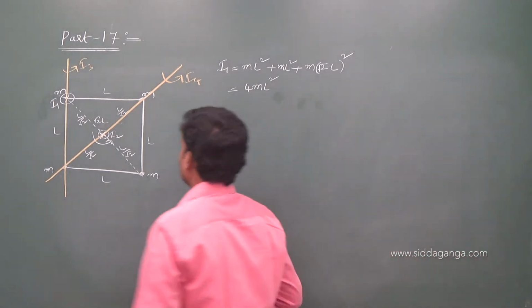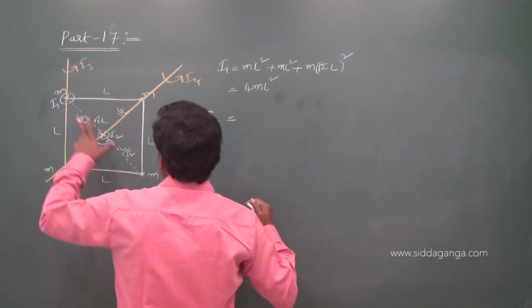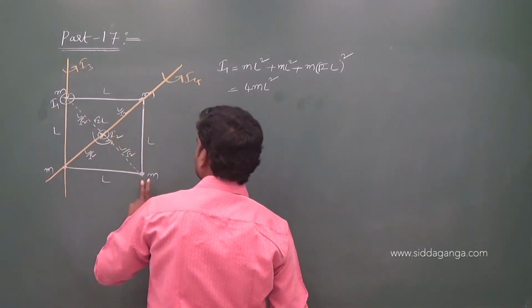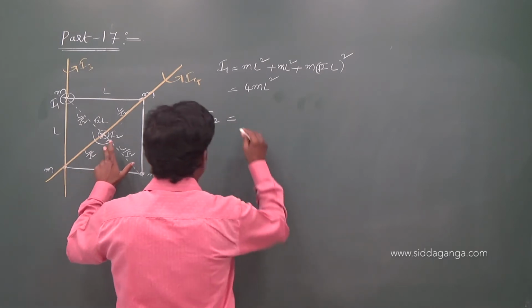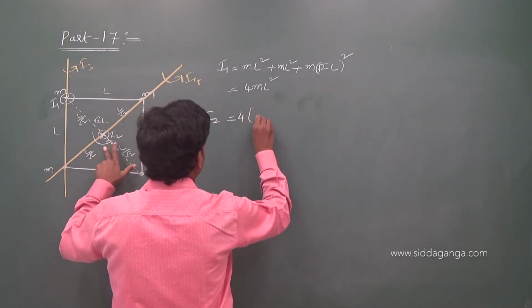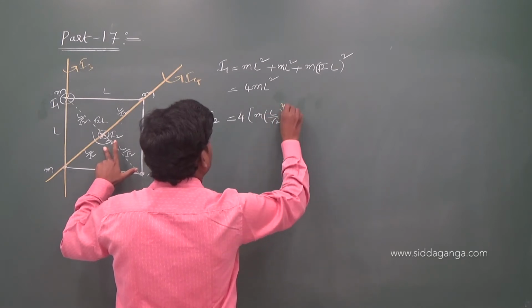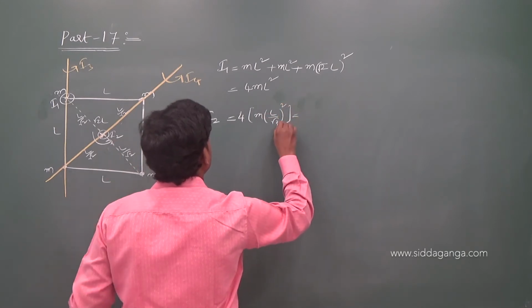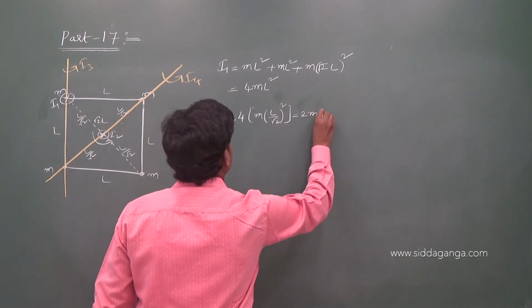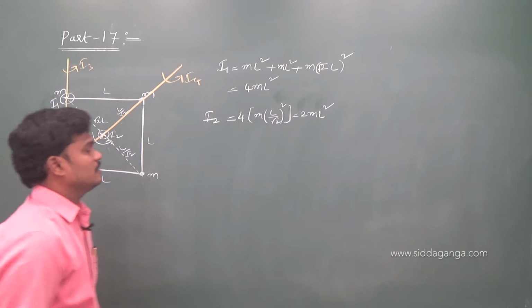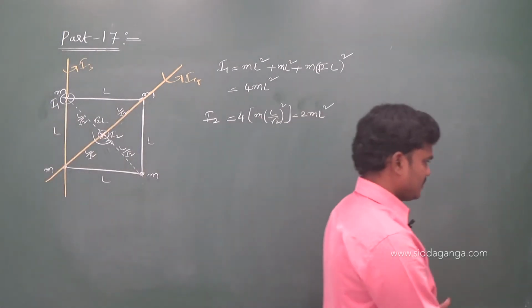Then what is I2? We can write this particle is at L by root 2. This particle is at L by root 2. This is also at L by root 2. This is also L by root 2. Directly let me write 4 times m into L by root 2 whole square. Then this is 2 m L square. I2 completed. Try to find I3, I4, I5, I6 if you want.